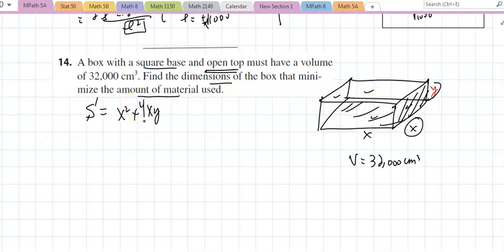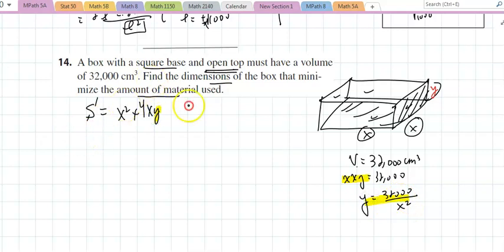The problem with that, as usual, there are 2 unknowns. I want to get rid of those. Well, that's where volume comes in. Volume is length times width times height. X squared times y equals 32,000. So it's easier to solve for y and say that's 32,000 divided by x squared. Take this and throw it right there.